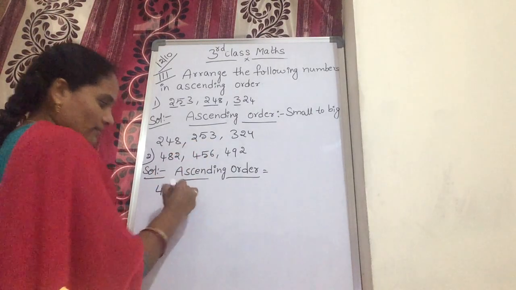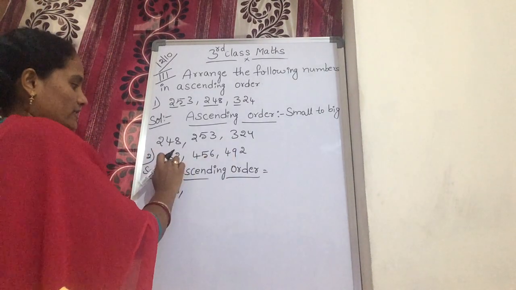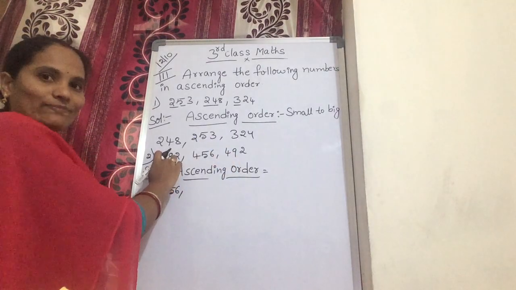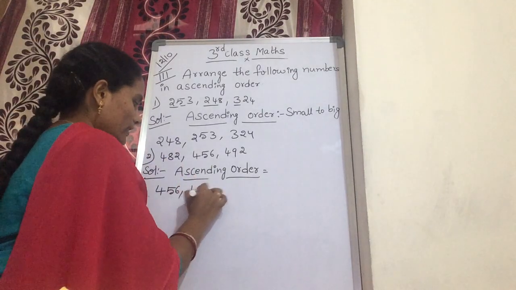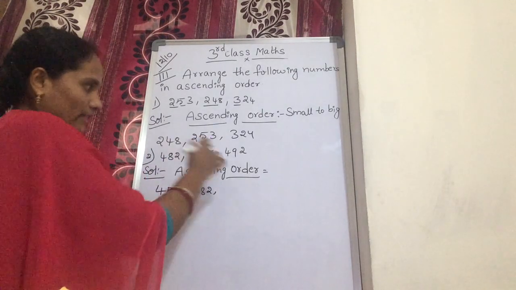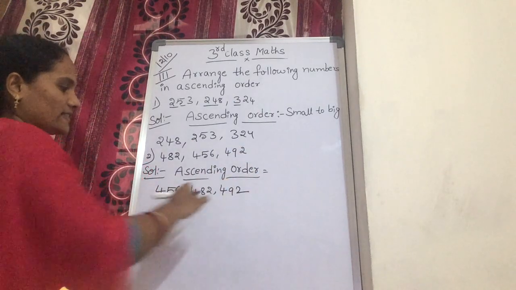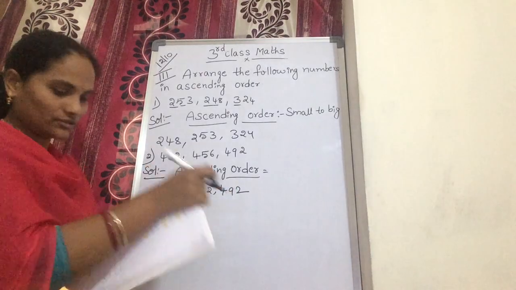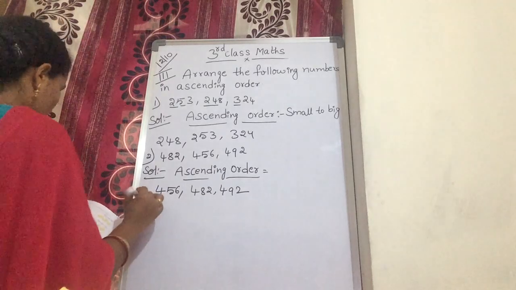So your small number is 456. Okay children. Next, the ones with 4, 4. Next in tens 8, 9. Which one is the small? 8 is the small. So the next small number is what? 482. You should write 482. Then the last number is 492. So this is our ascending order, small number to big number. Now, the third one.